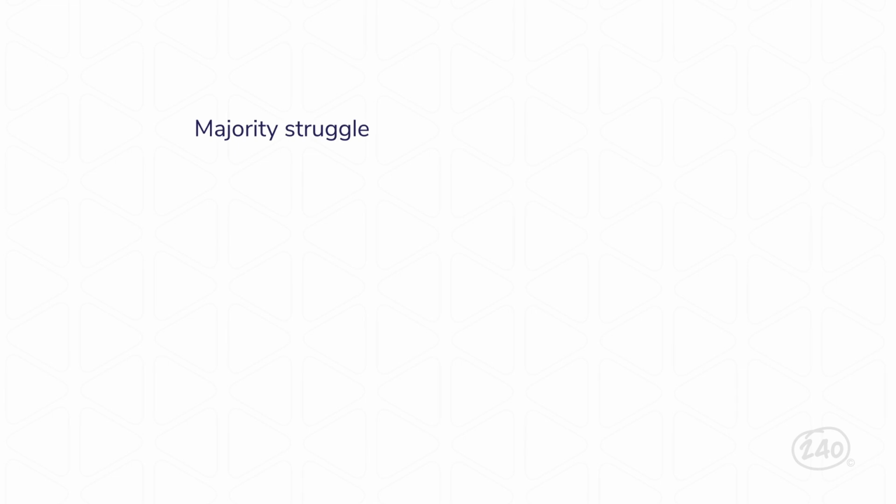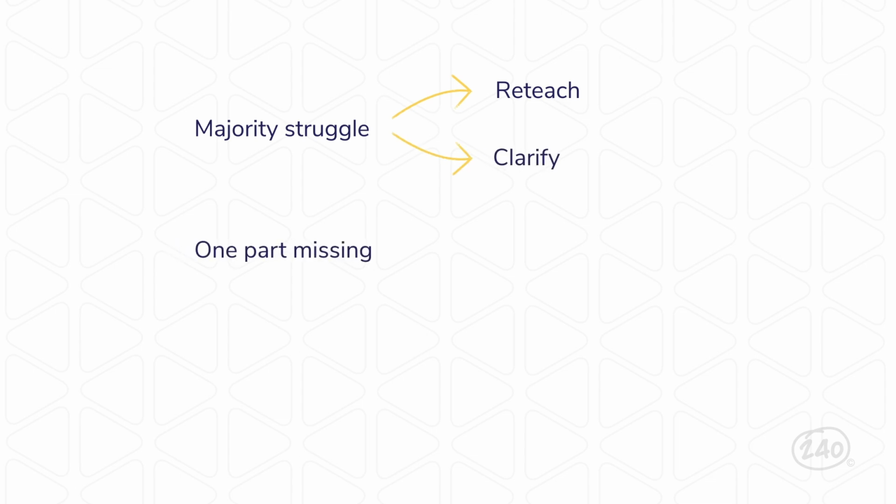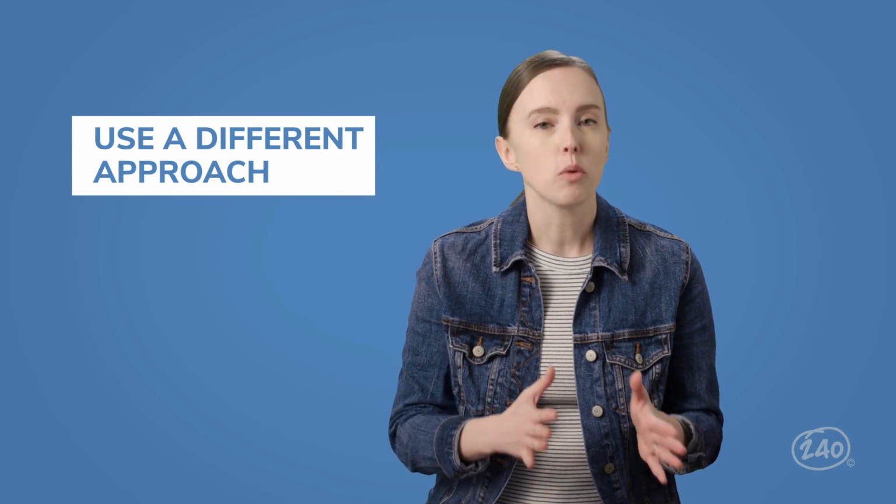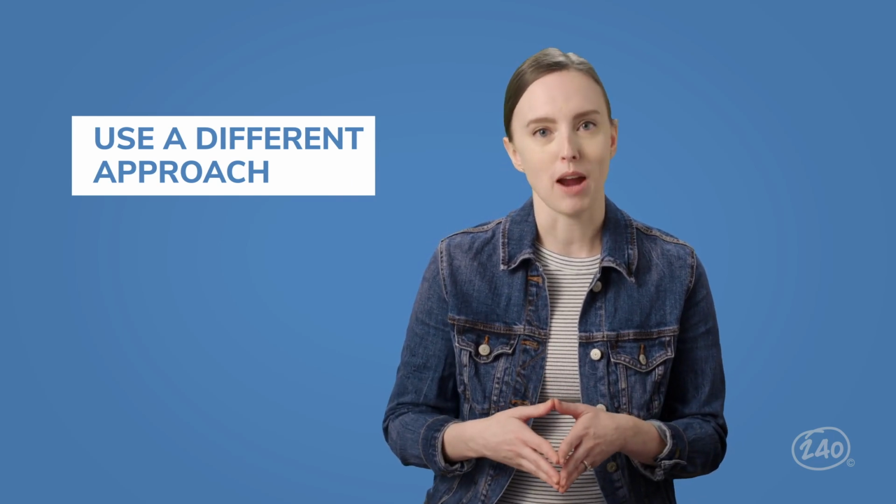Did most of the class greatly struggle? Teach it again using a different approach. You may also ask yourself whether or not the expectations were clear. Did the students master everything except this one little part? Target it. Again, it's probably a good idea to rethink the approach you took the first go-round. Did most of the class demonstrate mastery? Time to move on or bump up the challenge. The most important takeaway here, reteach in a different way when students don't understand something the first go-round.